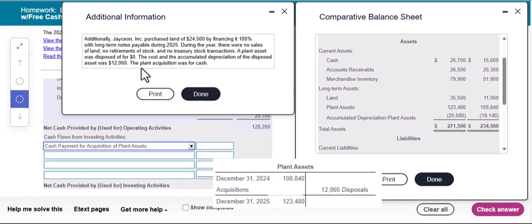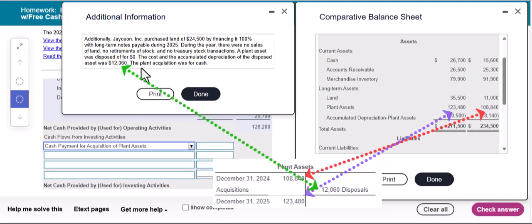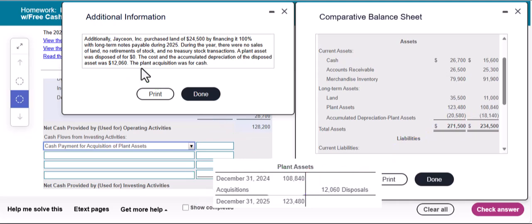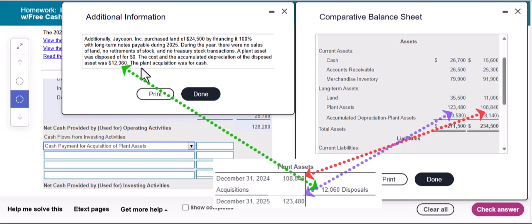So we know what our beginning and ending balance for plant assets is given to us here on the balance sheet. We also know what the disposal is here for that 12,060. So now we're looking for this mystery number here, the acquisitions. So in order to get this number, we'll need to take our beginning balance of 108,840, subtract out those disposals of 12,060, and then we need to figure out what number then will bring us to 123,480 as the ending balance to calculate those acquisitions.